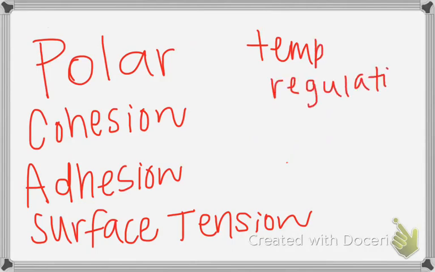Temperature regulation. And really what it is, water absorbs so much heat. And then when the sun goes down, the water releases the heat, and that maintains the temperature on Earth all day long, or all night long also. And this is a good thing. Water maintains its temperature well.